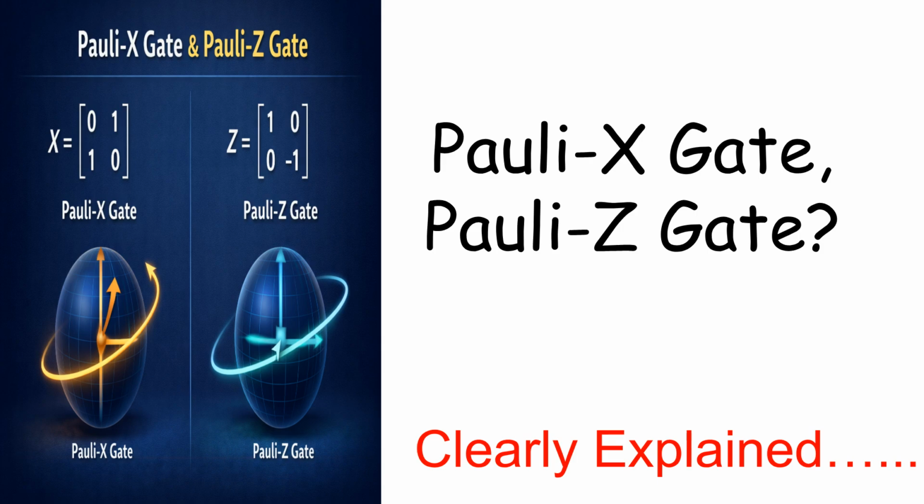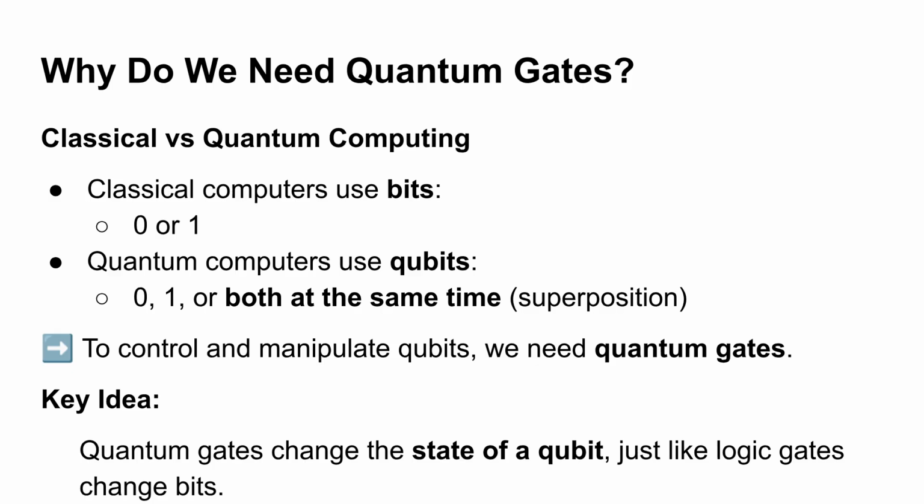Welcome to this video, where we will clearly explain the Pauli-X and Pauli-Z quantum gates. We need quantum gates because quantum computers use qubits that can be 0, 1, or in superposition. These gates control and manipulate qubits, much like logic gates control bits.